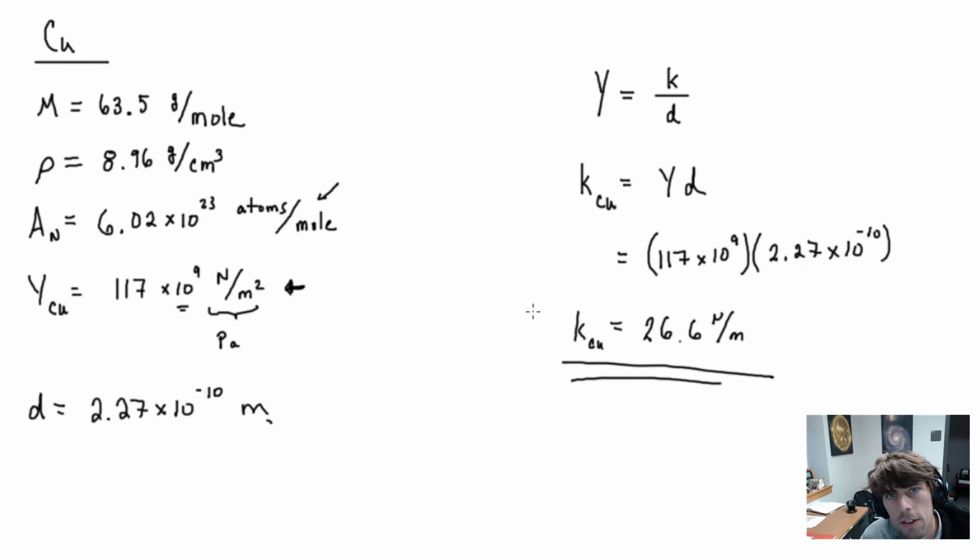In any case, that's all I have for now. I encourage you, try that again. You don't have to use copper. You could do it for lead. You could do it for some other material, say diamond, for example. You can do that all over the place. You just have to look up the Young's modulus and get the density and the molar mass as well.